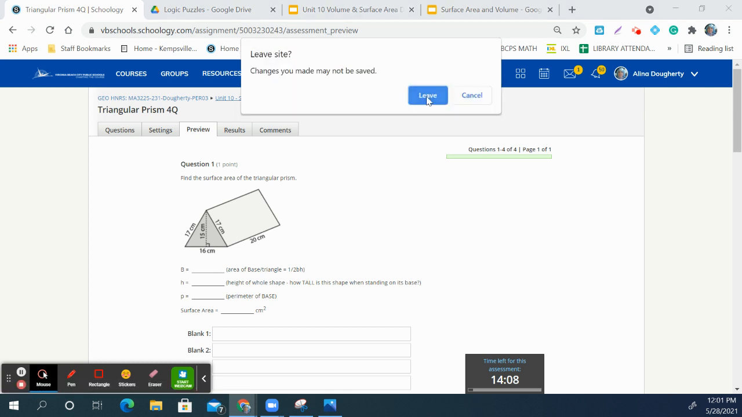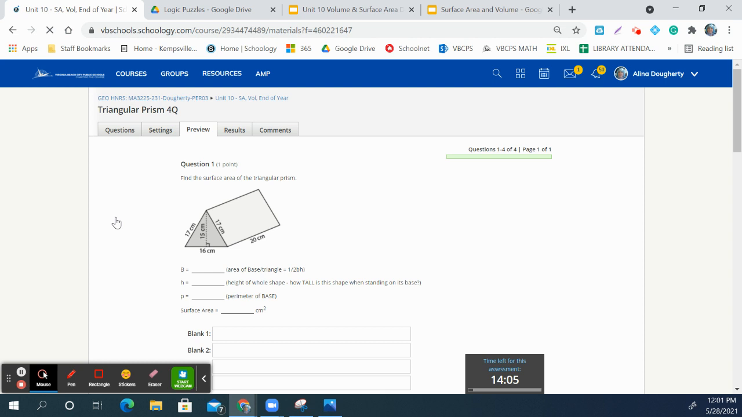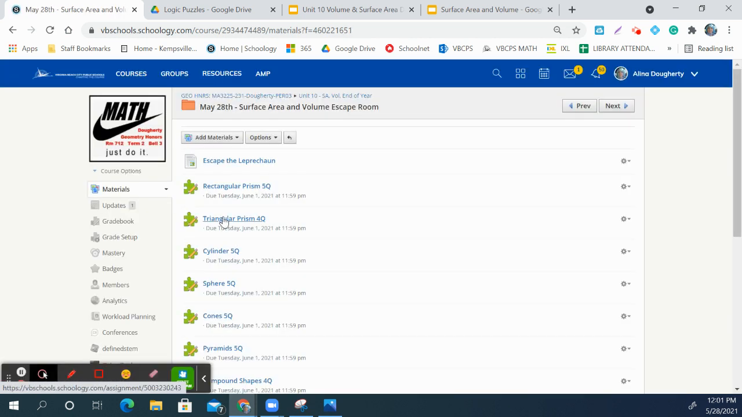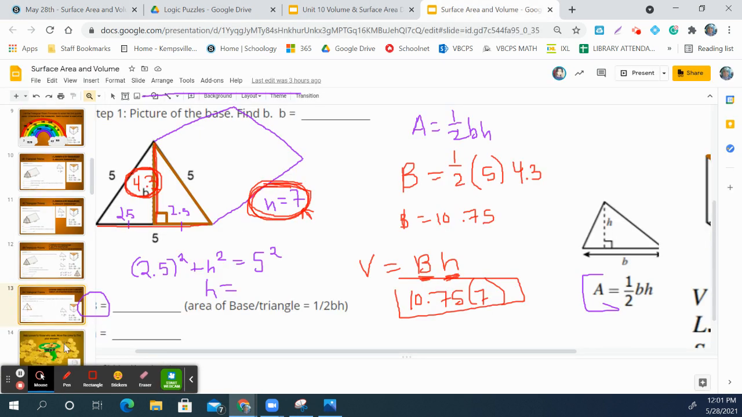The area of the base is just a big number, right? Are you sure? You gotta multiply. So this is base times height. The base is 10.75 and the height is 7. So you gotta multiply.